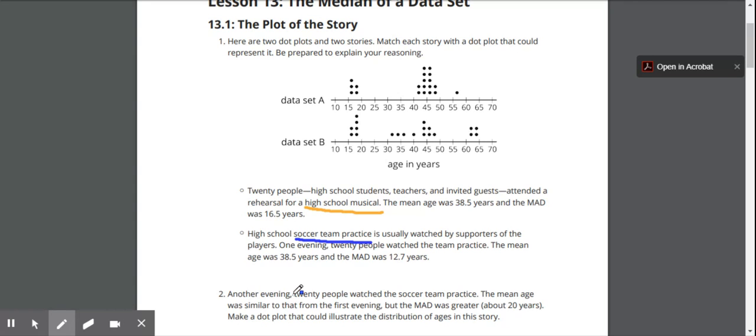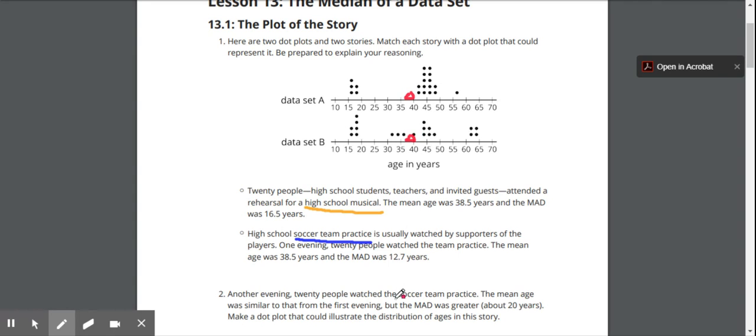The information that we're given is that the mean age for the people who are attending, so the average age of each of these events, is both 38.5. So I'm going to color that red or something close to red. And 38.5 is just about here. That's the same for both of them.